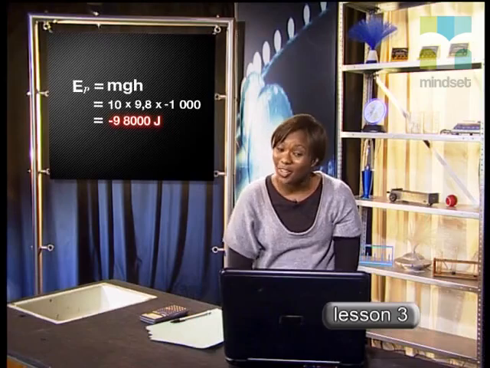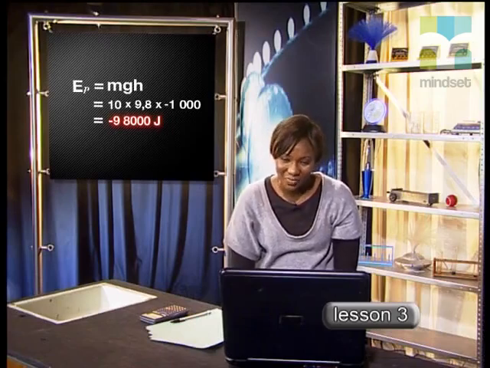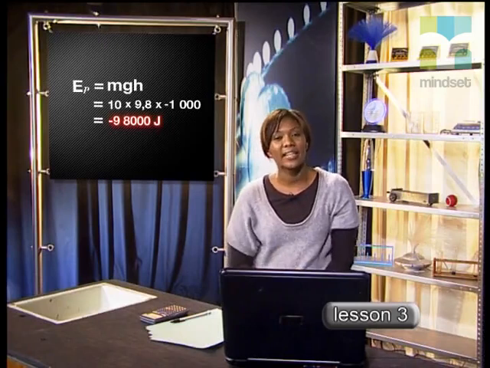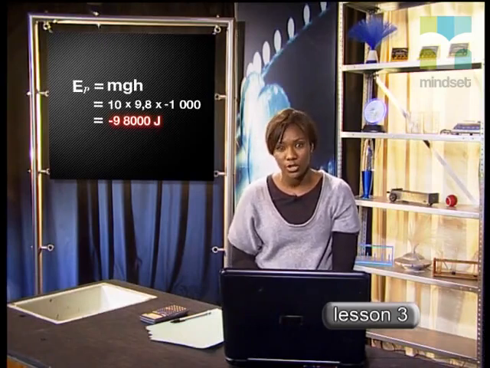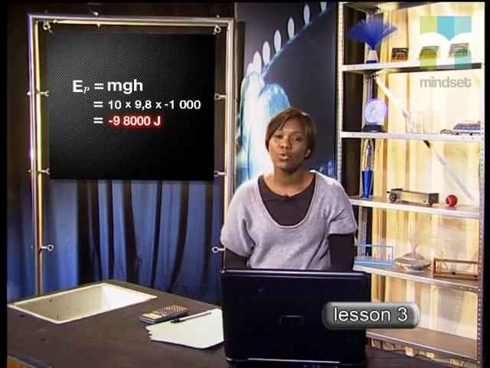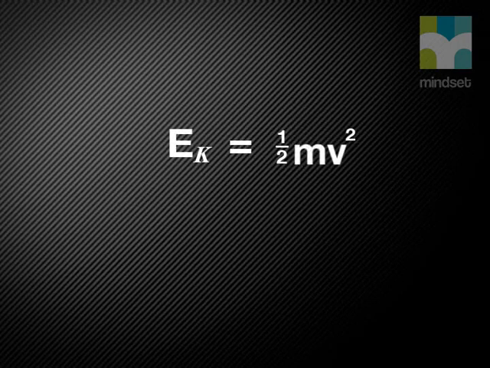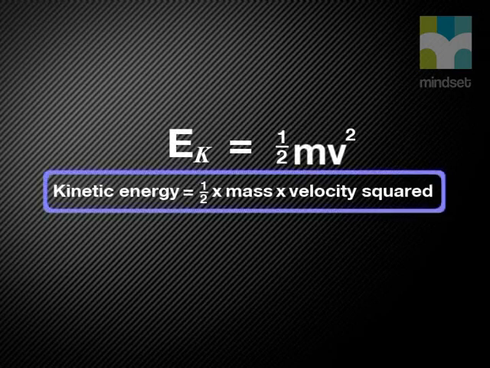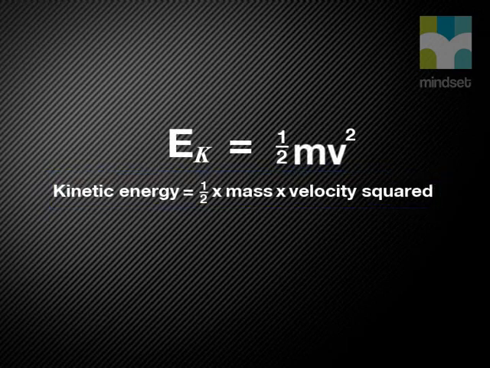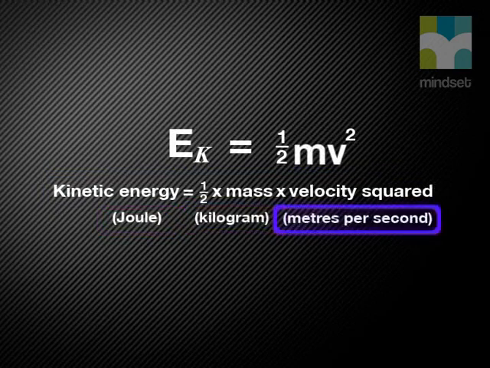Great. Looks like you've got a handle on potential energy. Now, on the other hand, kinetic energy is the energy an object has because of its motion. Any object that moves will have kinetic energy. The amount of kinetic energy an object has can be found by using the formula kinetic energy equals half the mass times velocity squared. Kinetic energy is measured in joule, mass in kilograms, and velocity in meters per second.